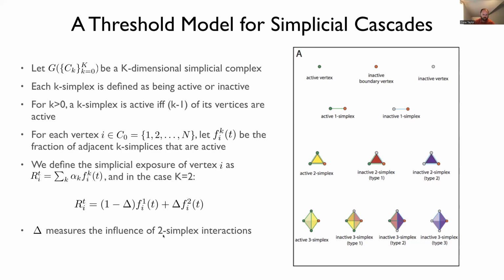Yeah, when there's only interactions through edges and two simplices, we use the delta to measure two simplex interactions.